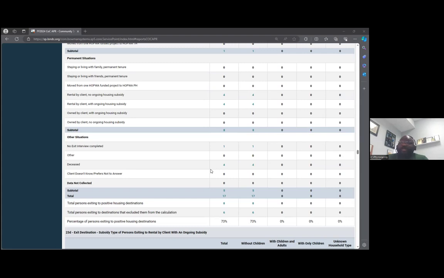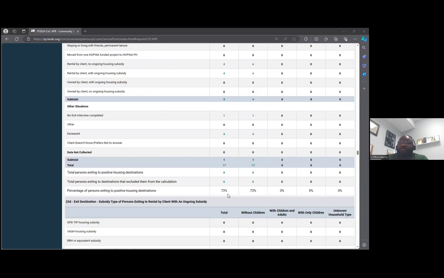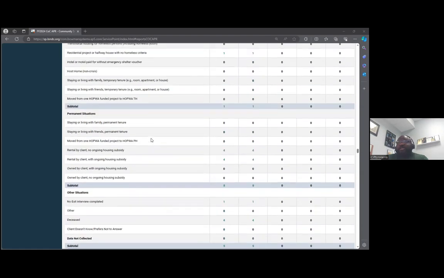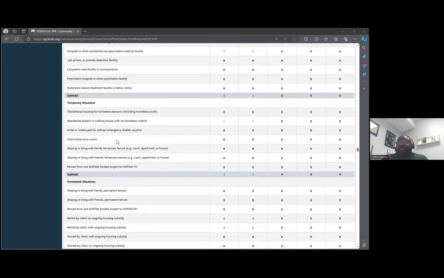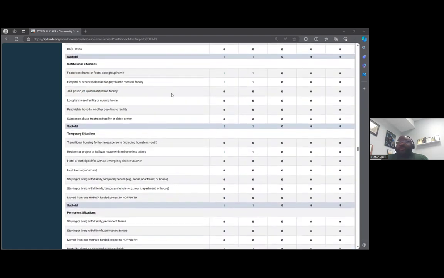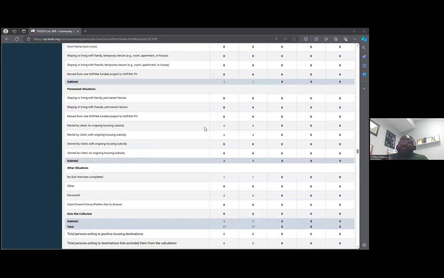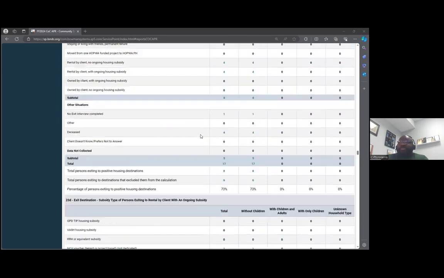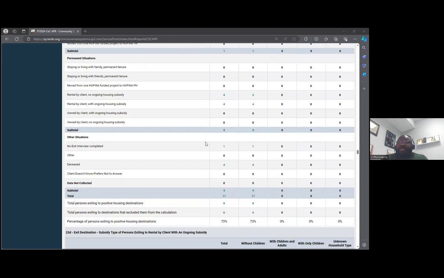No one's penalized for someone passing away. So in this scenario, you're going to get credit for the 8 people at positive destinations out of 17 exits, because the 4 are subtracted. That's what this total persons exit excluded from the calculation is saying. The residential one and the hospital one are different categories they exclude from the measure, because that's just based on the client's condition, right?